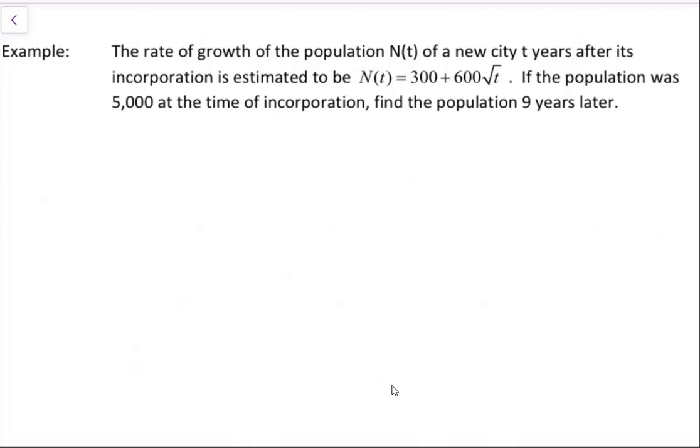In this video, we're going to take a look at a couple of applications for integration, for indefinite integration. So in this first one, we've got a rate of growth of a population of a new city t years after its incorporation is estimated to be given by that function. If the population was 5,000 at the time of incorporation, we want to find the population 9 years later.